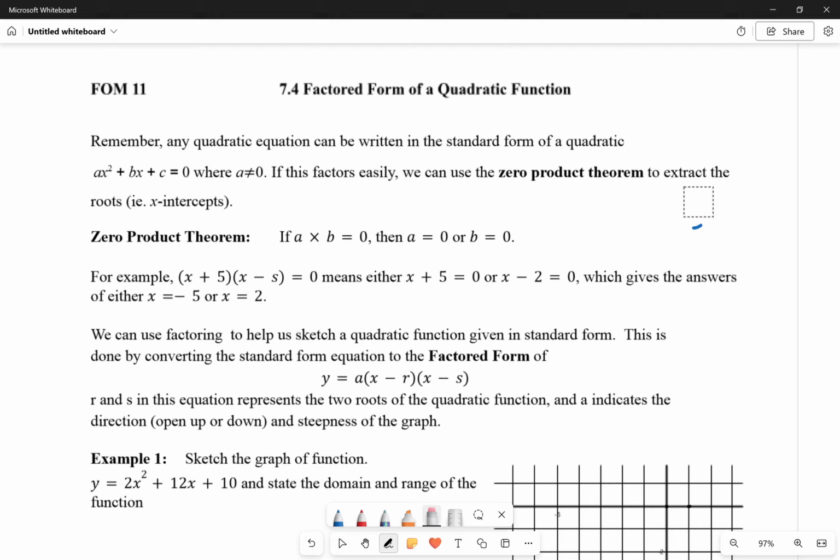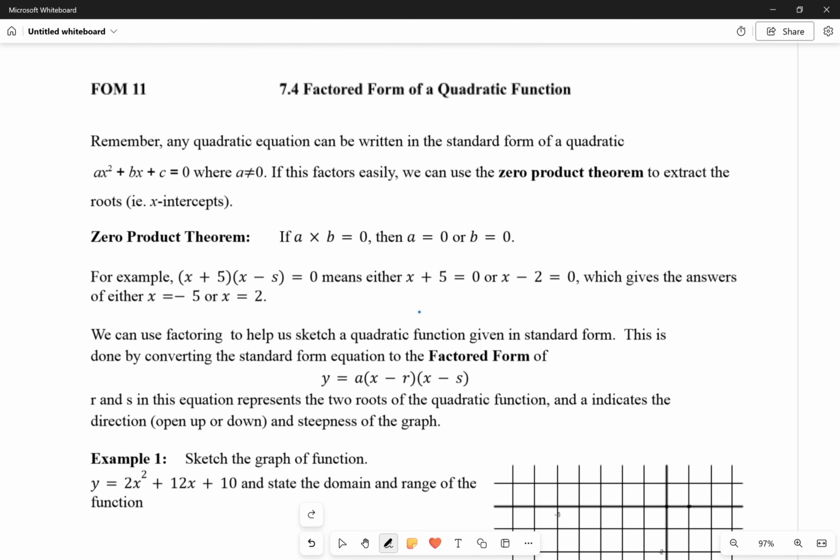So if I told you that I have two numbers which I don't know, one of them is A, one of them is B, I don't know what numbers they actually are, but I do know that if I multiply them, I get 0. You don't know what A and B are, but you know that at least one of them has to be 0. Could be both, but at least one of them has to be 0. Because if it's not 0, then there's no possible way your answer could be 0. That's basically what the zero product theorem says.